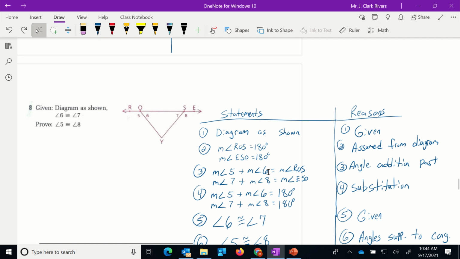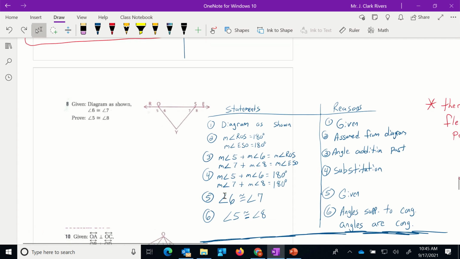Looking at 2 and 3, we can now use substitution. The measure of angle 5 plus the measure of angle 6 equals 180 degrees. Same thing for the measure of angle 7 plus the measure of angle 8 equals 180 degrees. That is substitution. 5 and 6 are supplementary. 7 and 8 are supplementary. If you wanted to state that right there, that's okay. I'm not going to require it. We're going to say this is good enough to show that these two are supplementary.